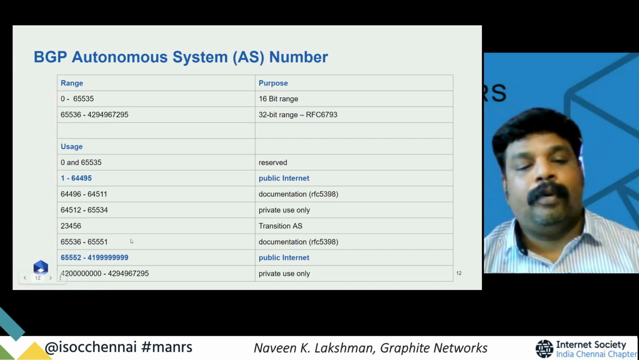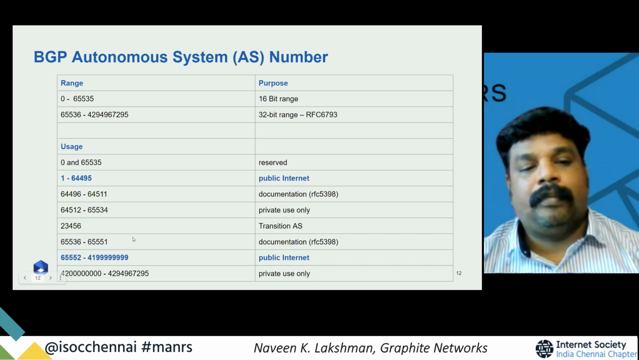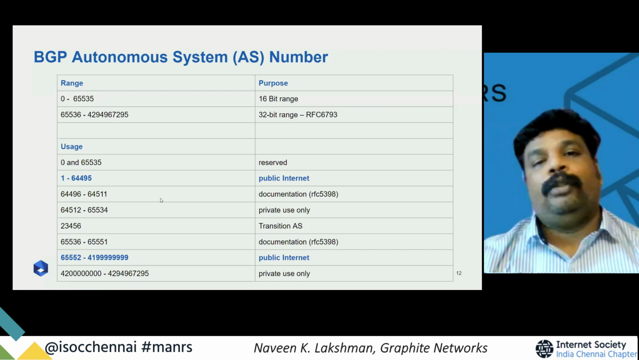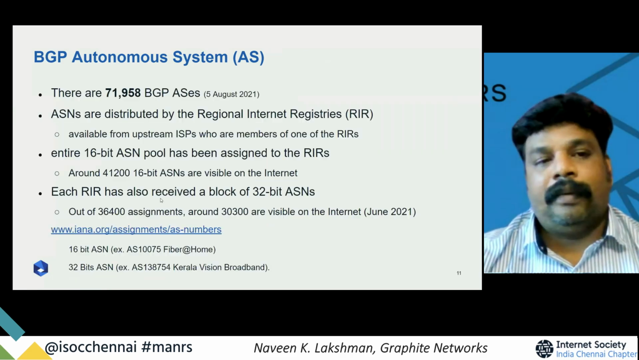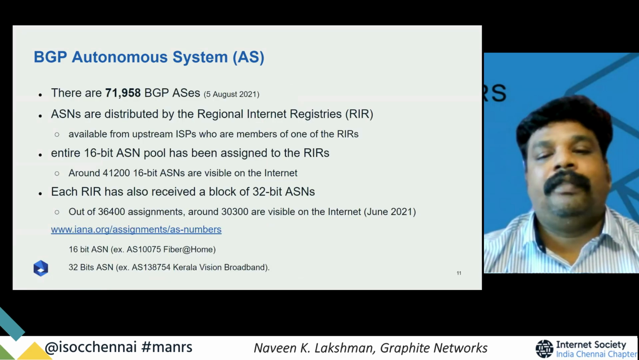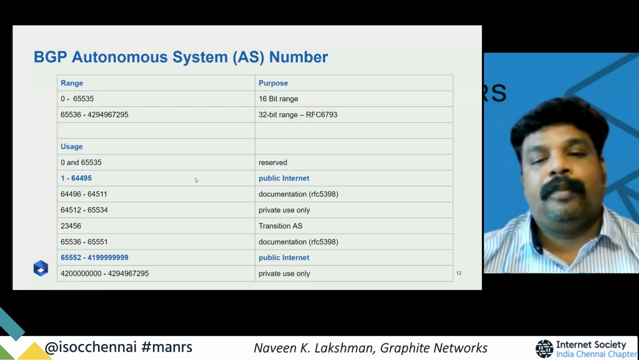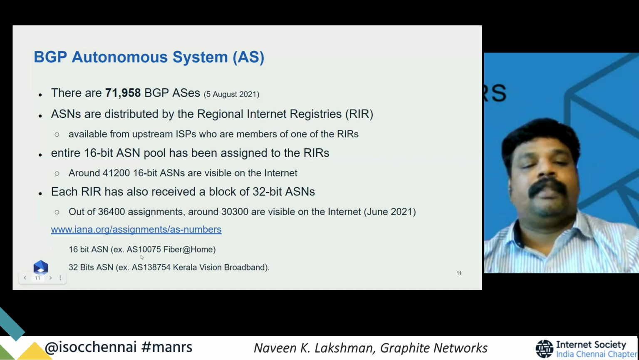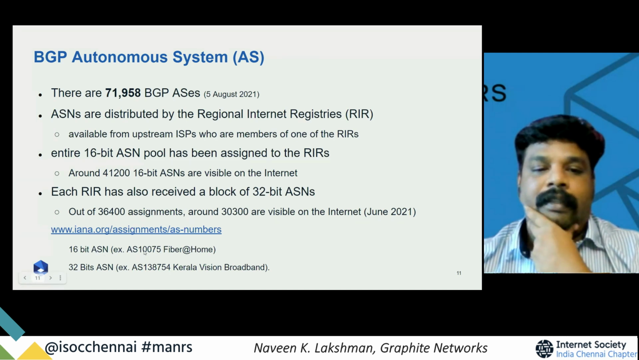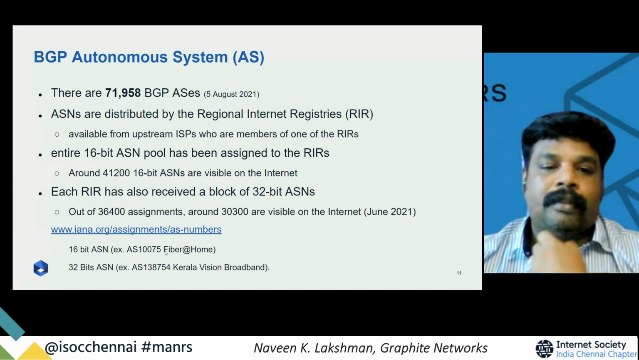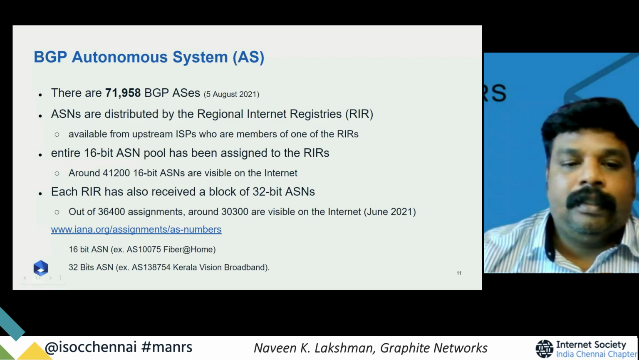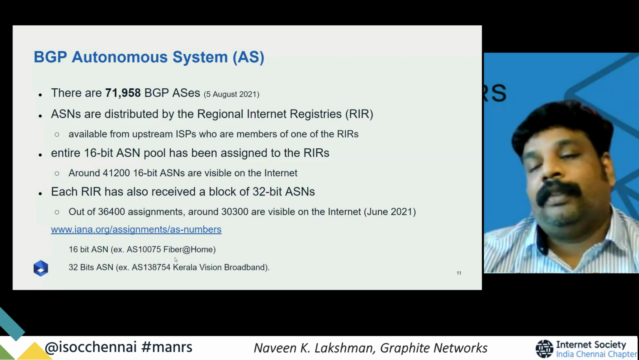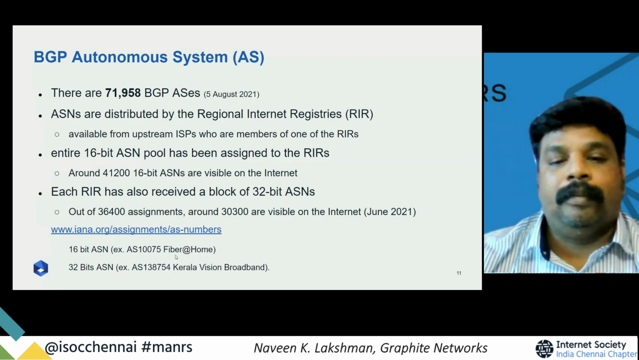In this 32-bit range, it starts from 65536 to some huge value. And from 4200000000, it is again a private range. The ones in blue are the ones you might be visibly seeing. So meaning that when I say 7018, it would be from this particular range of BGP AS numbers. That is the example. For a 16-bit AS number, you can see AS 17075, which is Fiber at Home Bangladesh. And a 32-bit AS number is 138754 for Kerala Vision Broadband. So that is the 16-bit and 32-bit range.